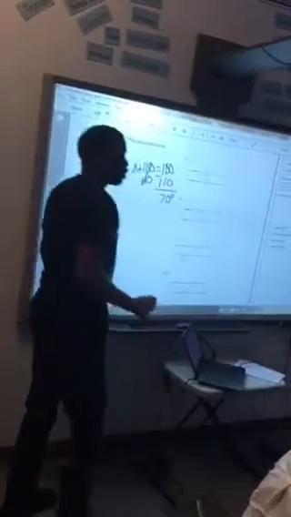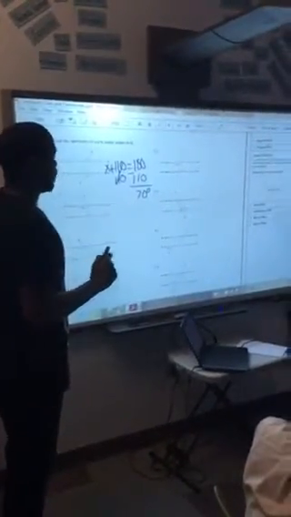Every straight line makes what type of angle? Supplementary, right? And supplementary equals what degree? 180.